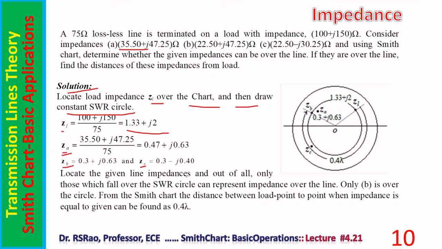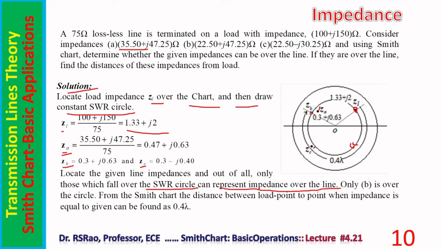Locate the given line impedances, and out of all, only those which fall over the SWR circle can represent impedance over the line. So first we have to locate the load impedance here and draw the SWR circle, that is CC, and then locate ZA, ZB, ZC. You see here ZB is here, ZA, this is ZC. Out of these three, only ZB is over the SWR circle. Therefore, ZB only can be over the line. ZA, ZC cannot be there.